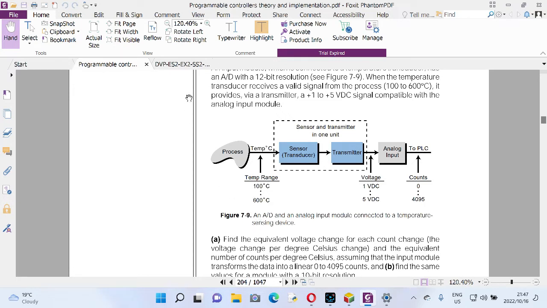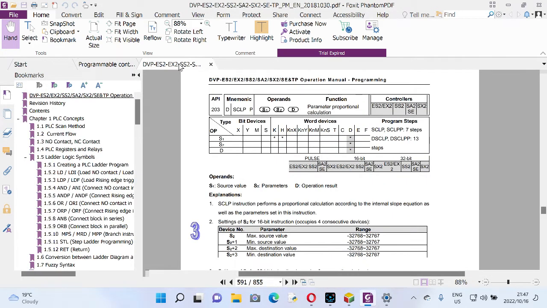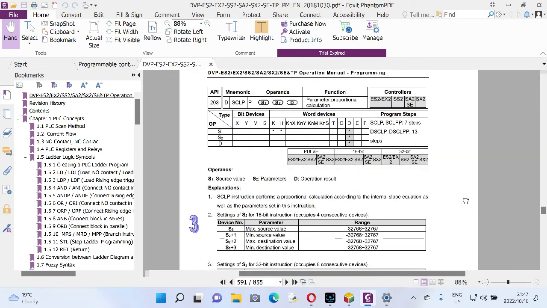So now I'm going to take you back to the Delta PLC manual, so that you know and understand what is really happening and we are on the same page. This is the function that you're going to use. It's called SCLP, proportional parameter proportional calculation. I just call it scalp, whatever.